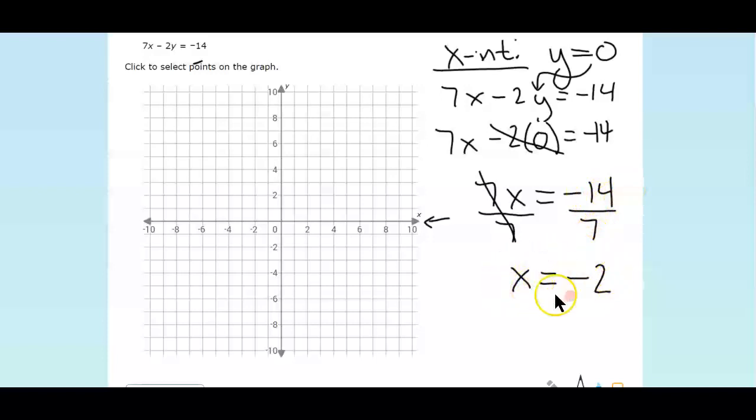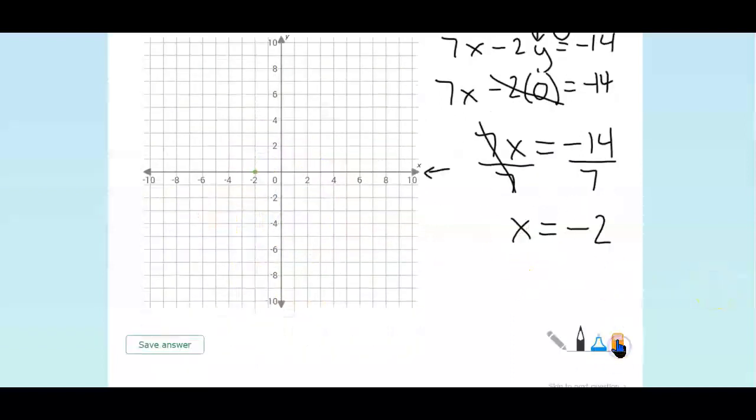So my x-intercept is -2, or the place where my x-intercept lives on the x-axis is at -2. This is where my graph, where my line will cross the x-axis, is at -2. So that was my x-intercept.